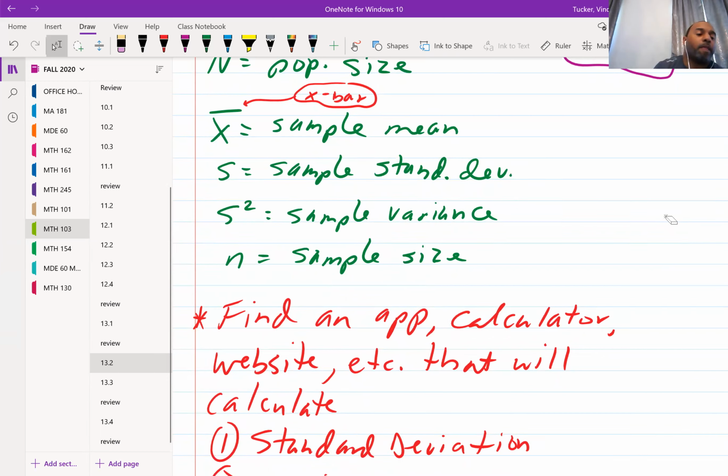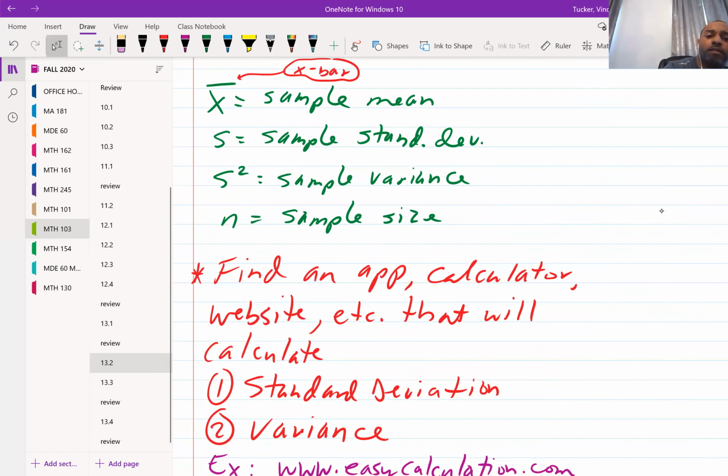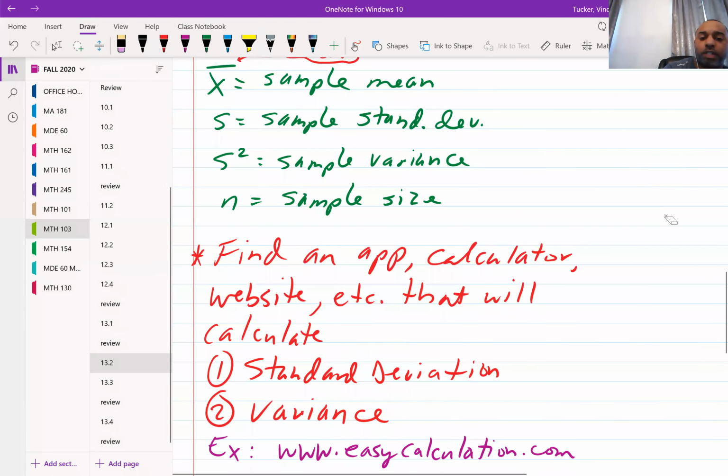All right. So I'm not going to hold you to actually knowing how to calculate the standard deviation by hand using the actual formula, because it can get a little involved, especially once you go over 20 data values. But what I will hold you to is making sure that you have an app, a calculator, or website that will help you to calculate the standard deviation or the variance. So the suggestion is easycalculation.com. I can show you a way you can look that up.